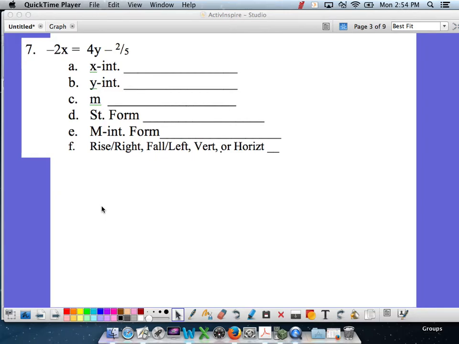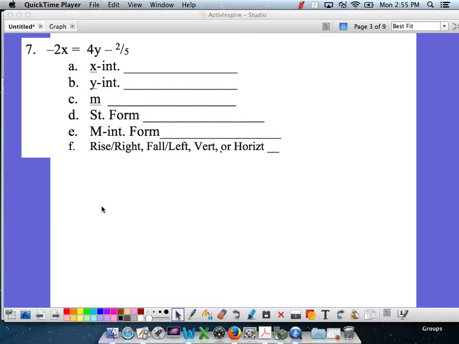In this next part, we're going to go over lines, and we went over so many types of formulas for lines, and this particular problem looks at everything. You're given the equation negative 2x equals 4y minus 2/5. And there's several things they want to know: the standard form, the slope-intercept form, the x and y intercepts. So what we're going to do is just walk through each step, and it might not be in the order that's written A, B, C, D, E, F.